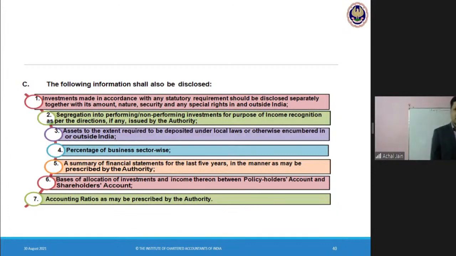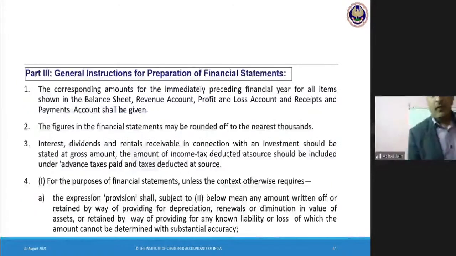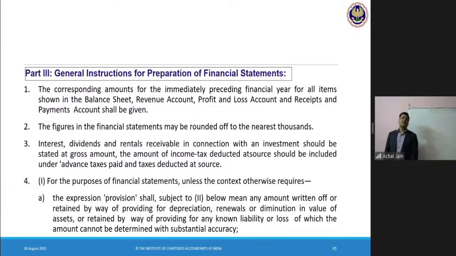Now moving further, for this Schedule A, Part 3 deals with general instructions. Now, what are these general instructions? General instructions will talk about the figures which you will consider in thousands or say rupees, or the comparatives are required to be given, dividends are required to be considered, provisions are required to be considered.